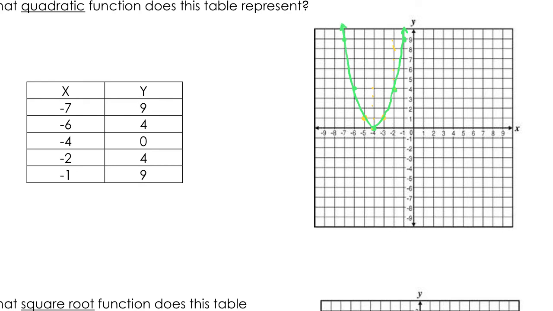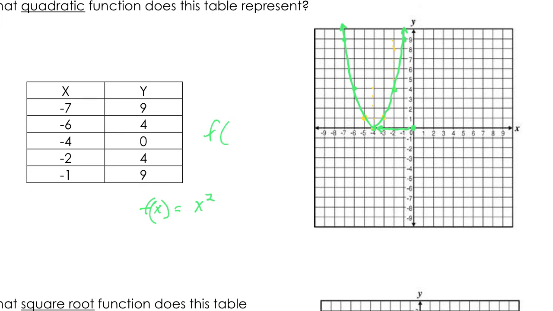Okay, so which direction is it shifted? So the normal parent function, vertex starts at 0. This one's just shifted 4 units to the left. Okay, so it's a quadratic that takes the parent function x squared and shifts it 4 to the left.